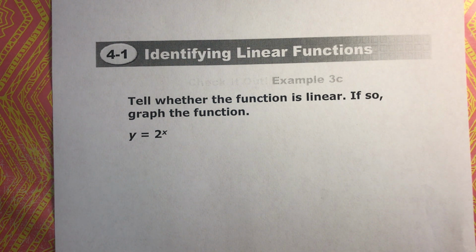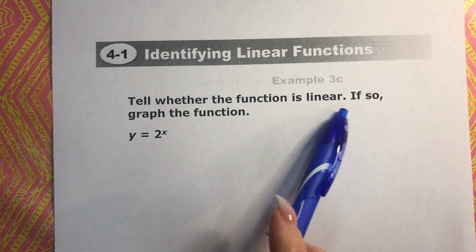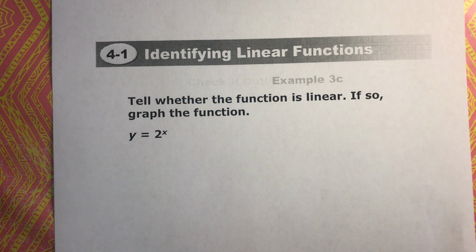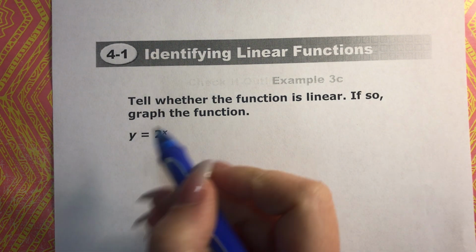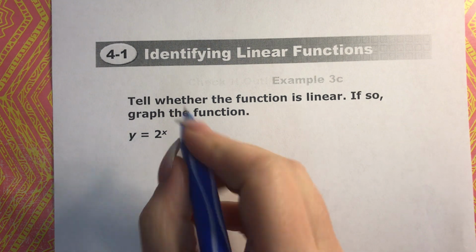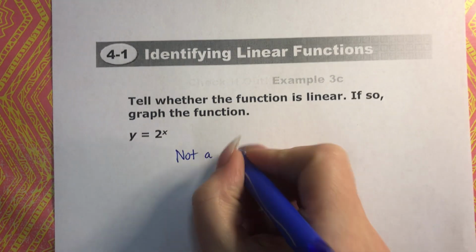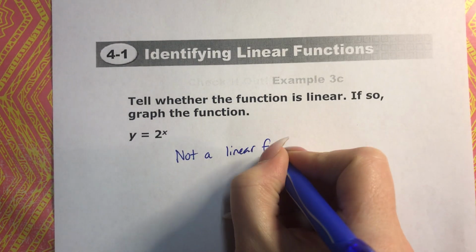All right, let's see how you did. So we're supposed to tell whether this function is linear. If so, graph the function. What do you see? Yes, there's an x in the exponent. So this is not a linear function.